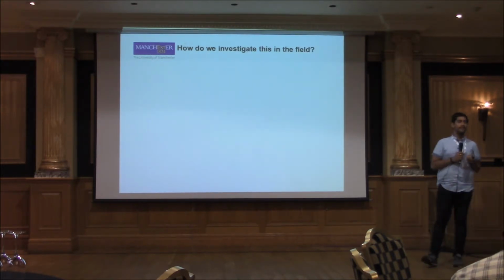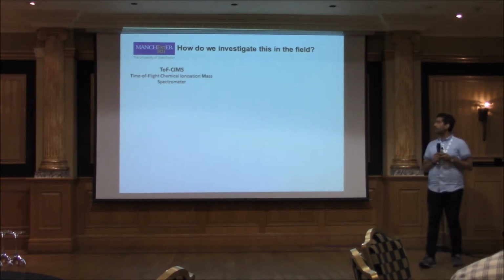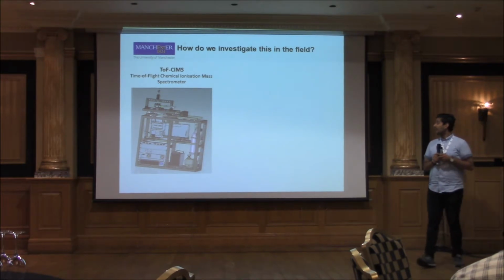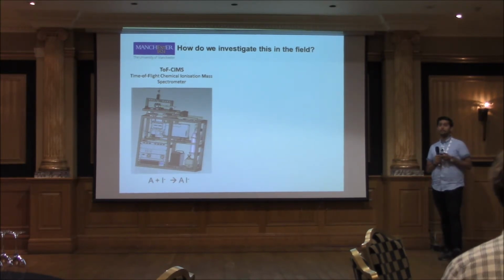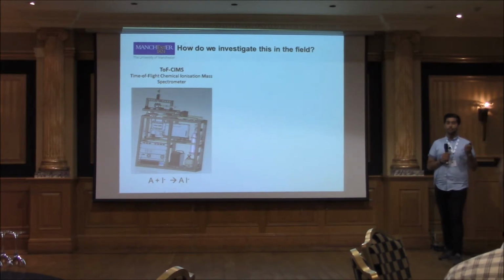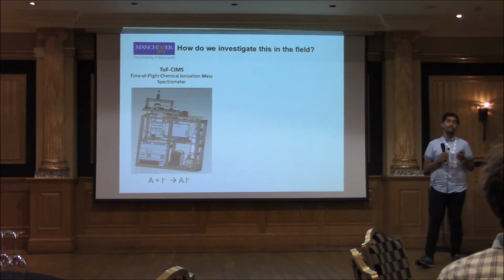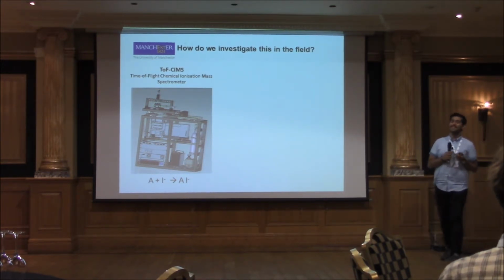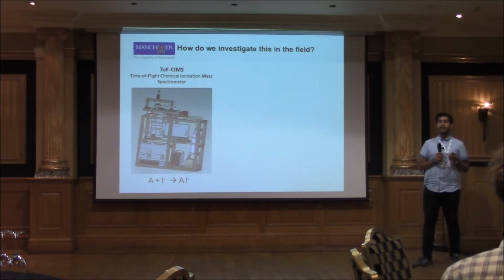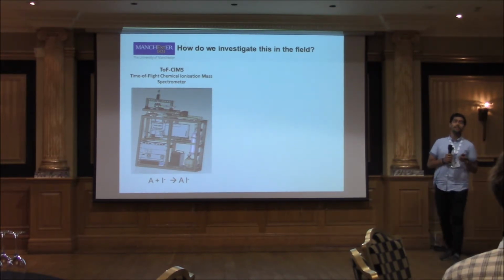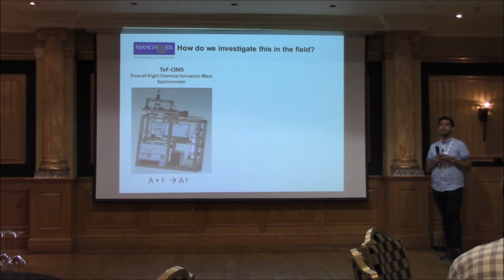So how do we investigate this in the field? So the instrument I use to do this is a time-of-flight chemical ionization mass spectrometer. Now, how that works is we sample ambient air when we're in the field, and we attach an iodide to every compound that we measure, or we try to attach an iodide to it. And that's how we detect it. So that gives it a charge, and then it's able to be detected in the mass spectrometer.